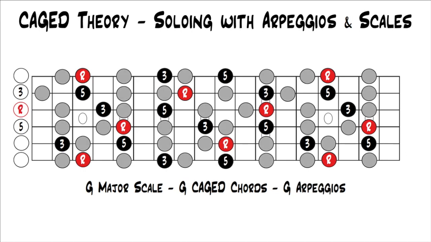So now you have the CAGED chords filled in with the rest of the arpeggio tones, which are the same tones as what's in the chords, but we've just filled in all the different spots so that none of the roots, threes, or fives are left out.